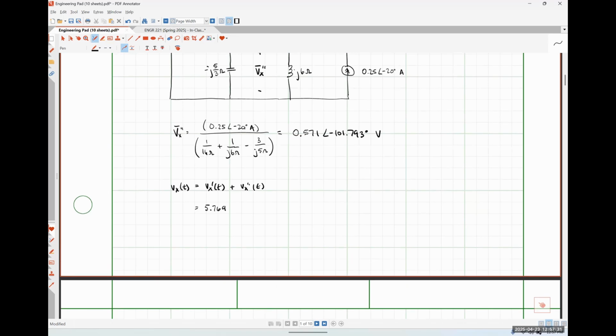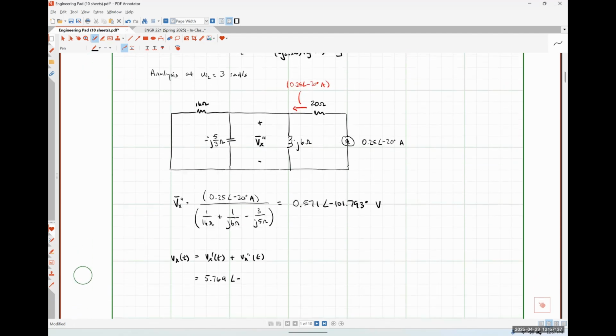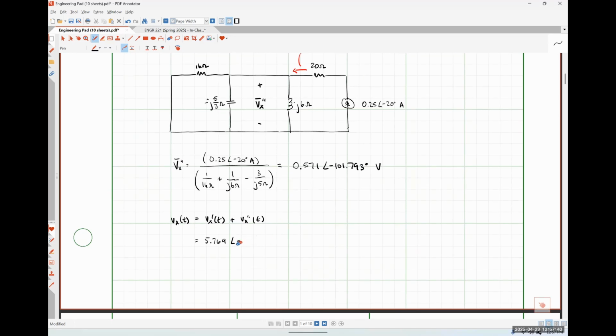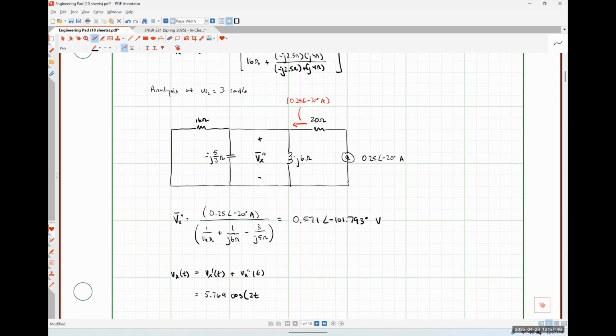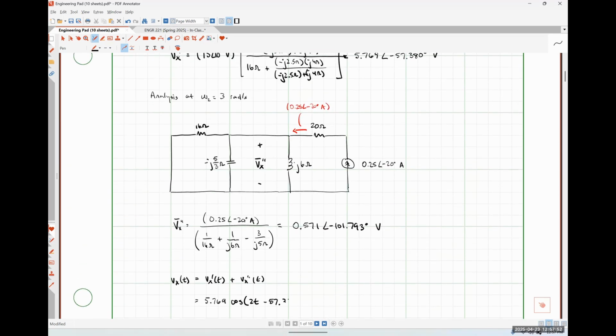5.769 with an angle of -57. Oh, good God, nope. Cosine, sorry, my brain stopped working for a moment there. Cosine of 2t minus 57.380 degrees plus 0.51 cosine of 3t minus 101.793 degrees volts.